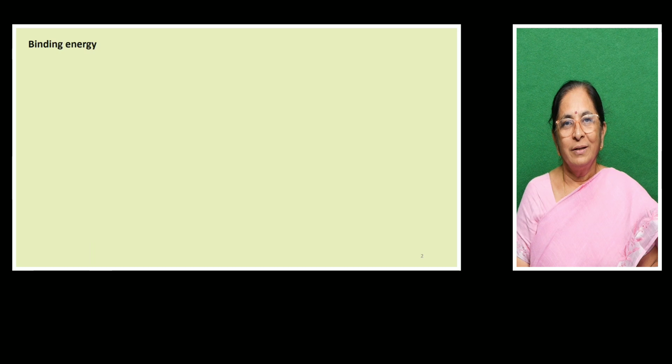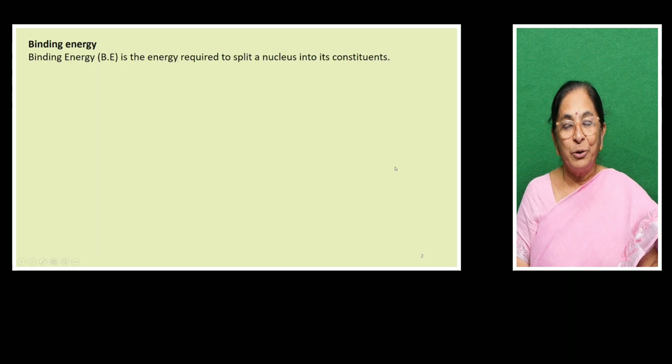So, what keeps these nucleons, protons and neutrons, inside the nucleus and makes the atom stable? Here we come across this term binding energy. It is the energy required to split the nucleus into its constituents. We can also say that binding energy is the energy required to make the nucleus. So two ways we can say: the energy required to split the nucleus into its constituent particles, protons and neutrons, or the energy required to bind the protons and neutrons inside the nucleus is called binding energy.